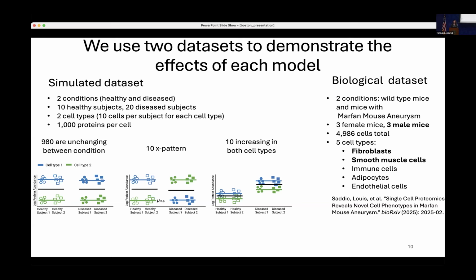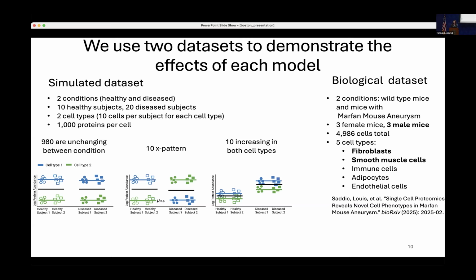And to show that the results we see with the simulated data remain true for a real data set, we use this biological data set from Sarah Parker's lab at Cedars-Sinai that has two conditions, wild-type mice and mice with Marfan mouse aneurysm.